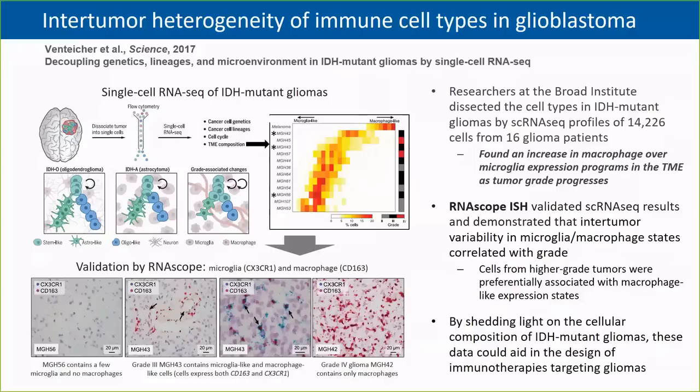However, in one particular tumor, MGH43, which was an intermediate grade 3 tumor, RNAscope revealed that this tumor contains cells that co-express the microglia marker CX3CR1 and also express the macrophage marker CD163, as indicated by the black arrows in those images. So by shedding light on the cellular composition of IDH mutant gliomas, these data could aid in the design of immunotherapies targeting gliomas.